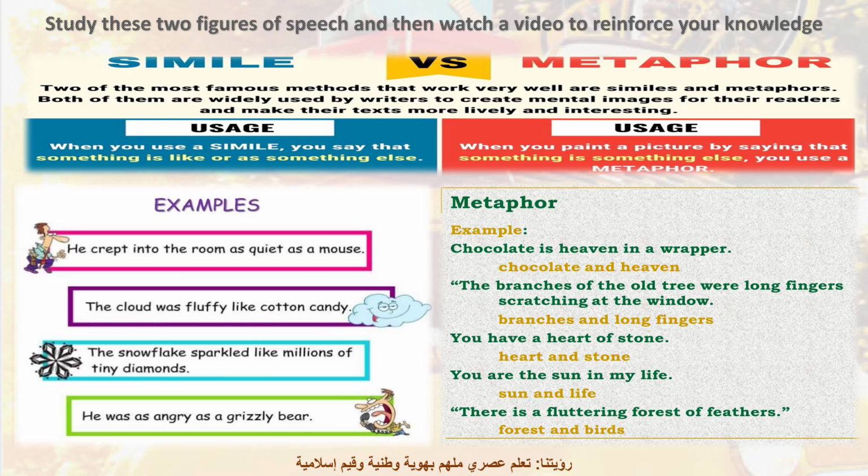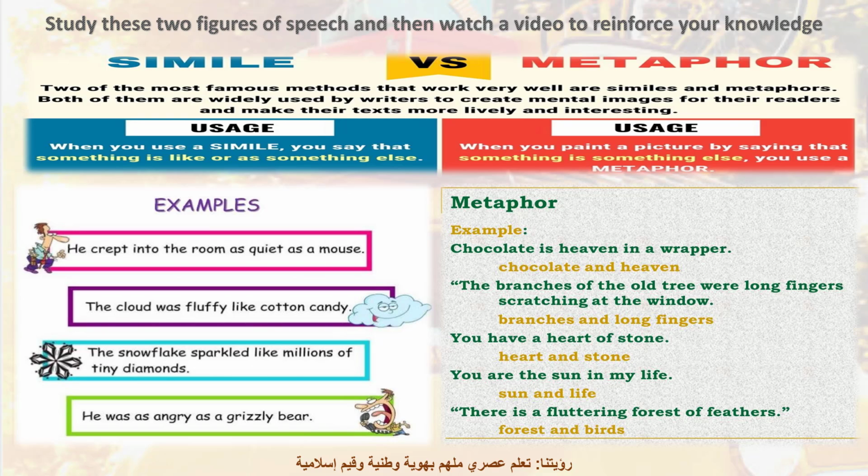Usage. When you use a simile, you say that something is like or as something else. For example, he crept into the room as quiet as a mouse. Another example, the cloud was fluffy like cotton candy.